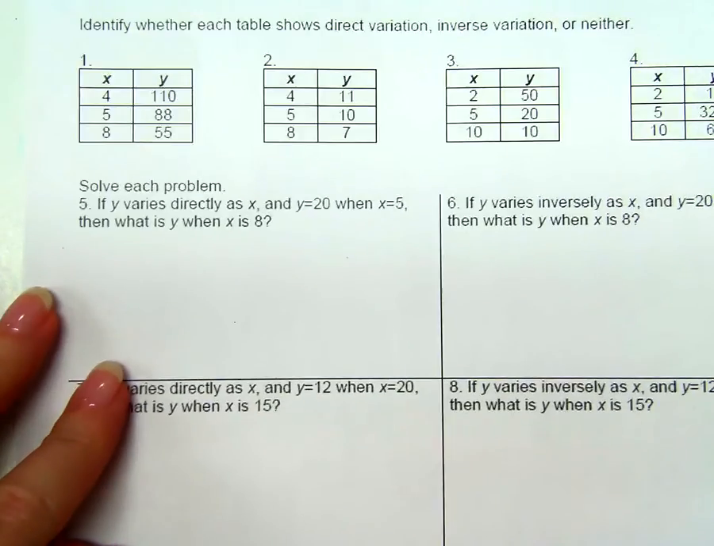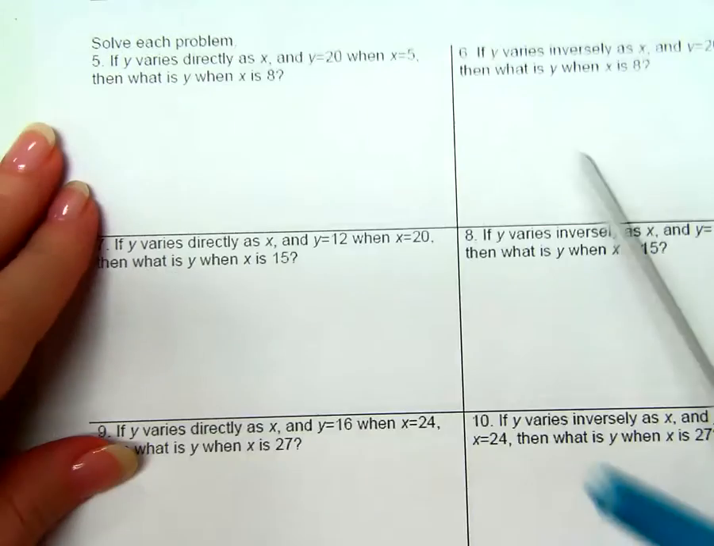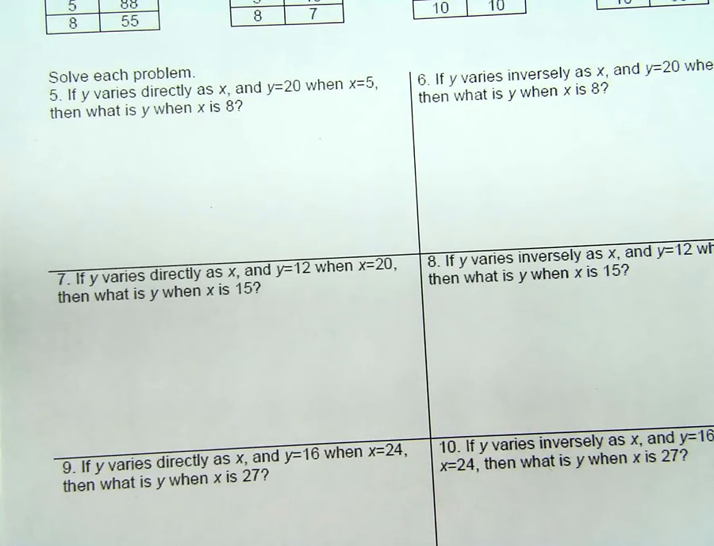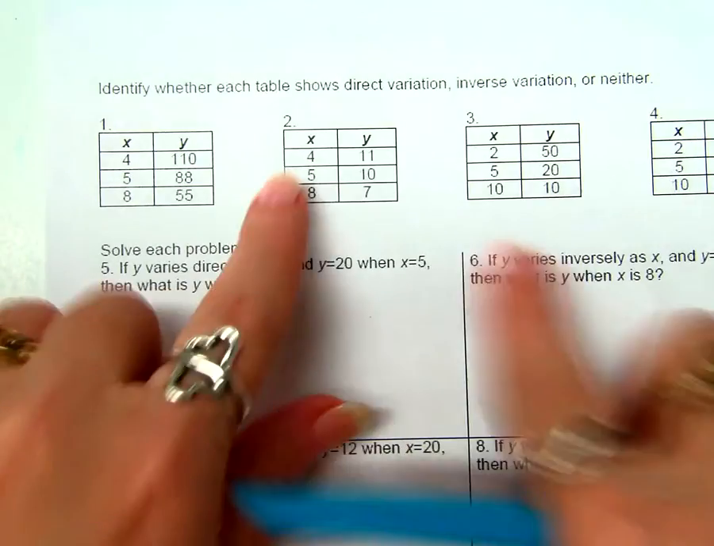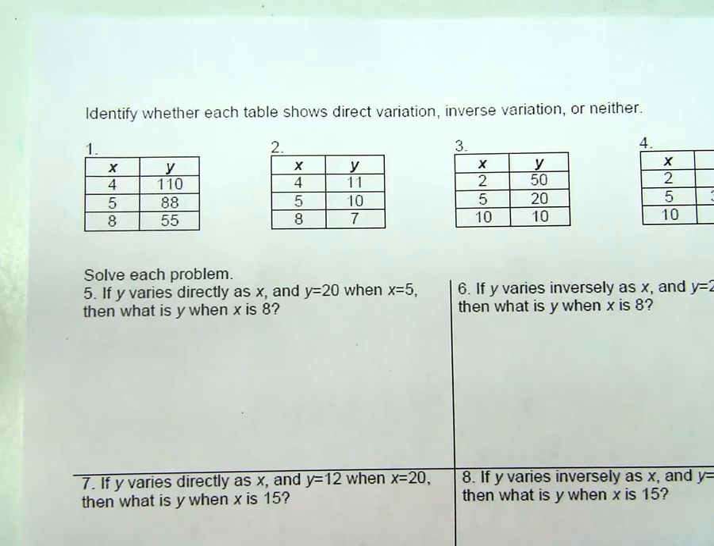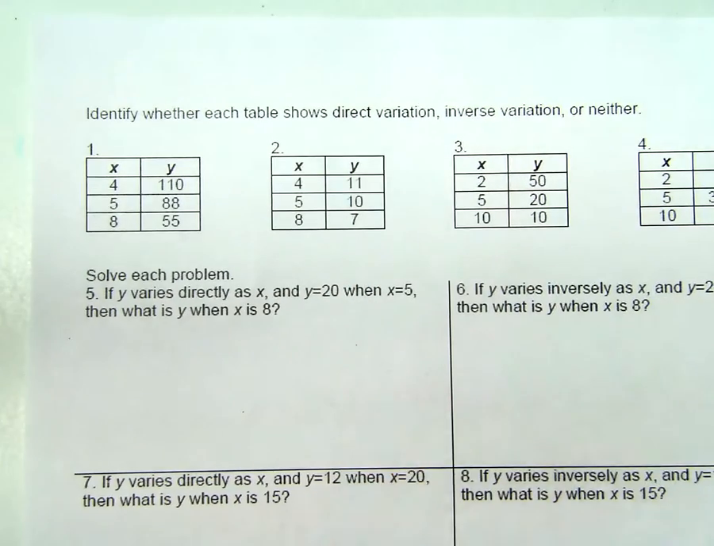Look at your other worksheet, please. That's your homework problems. You have 4 tables to look at, and then you have 6 problems down here. I'm not going to do any more of these because I already did them on the samples on the other pages, but I want to look at these tables real quick. It says identify whether each table shows direct variation, inverse variation, or neither.